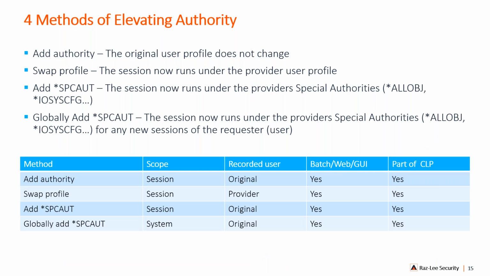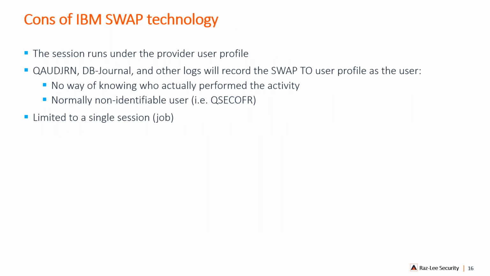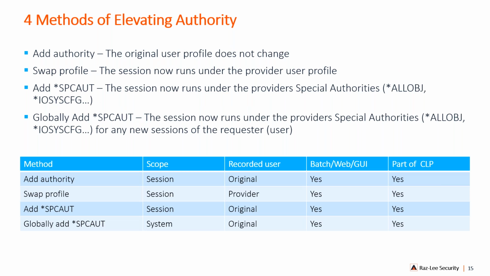4 methods of elevating the authority. As I mentioned before, we have 4 methods: add authority, swap profile, add special authority, and globally add special authority. Without these 4 methods, or without authority on demand, you will be able to do only swap profile in your system, in your IBM i. So you won't be able to do anything, only the swap profile. And it's a very limited option. I will mention why in a few seconds.